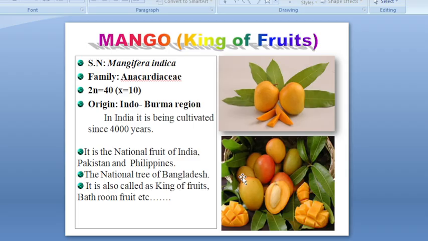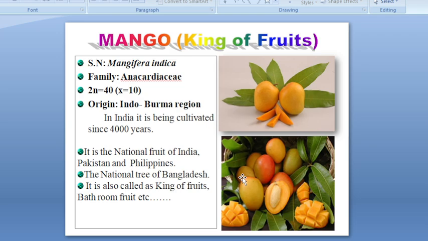It is not only the national fruit of India; in some other countries like Pakistan and the Philippines also, it is regarded as the national fruit. And the mango tree is the national tree of Bangladesh.